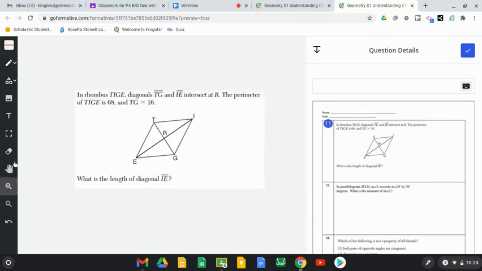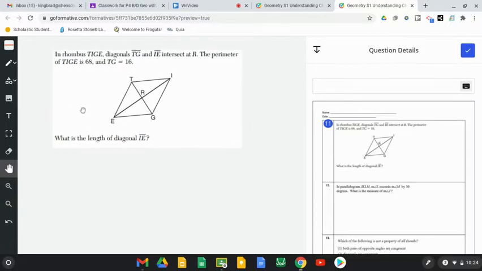All right, we got a rhombus here. You need to know a few facts about a rhombus to do this. So the perimeter of this rhombus is 68. So going back to 2 questions ago, I know a rhombus has 4 equal sides. So I can take 68, divide it by 2, not 2, my bad, I have 4 sides. Dividing it by 4 to get each side is 17. So this is 17, that's 17, this is 17, and so is this. I then know that the whole length of TG is 16.